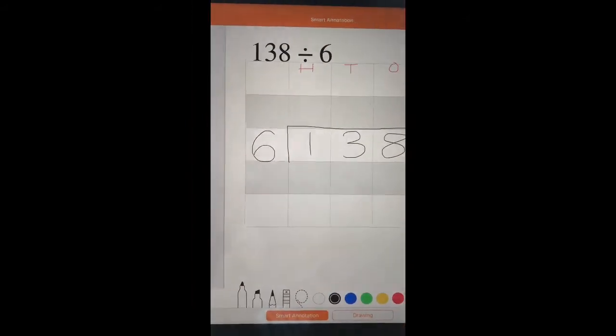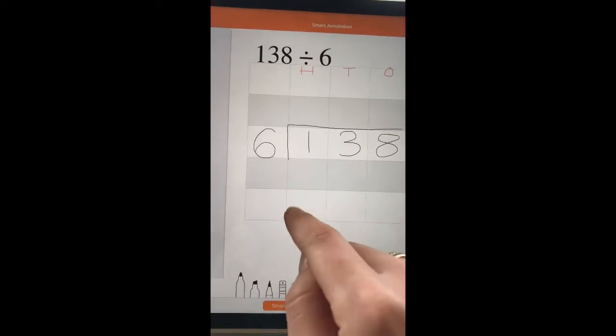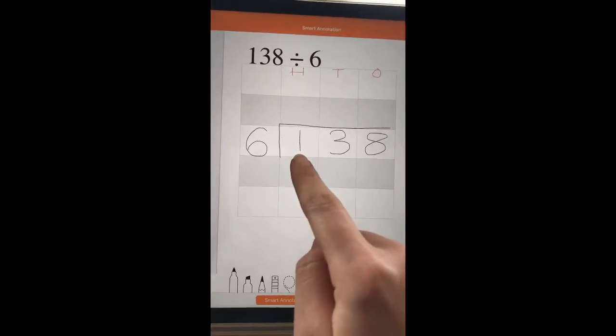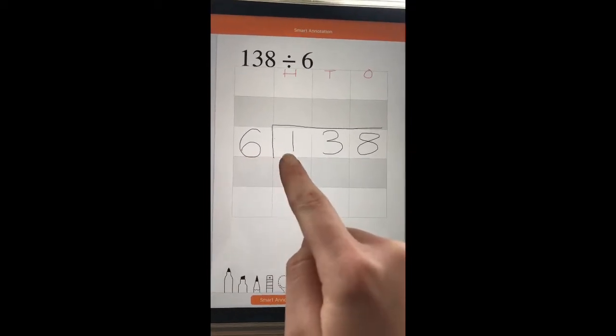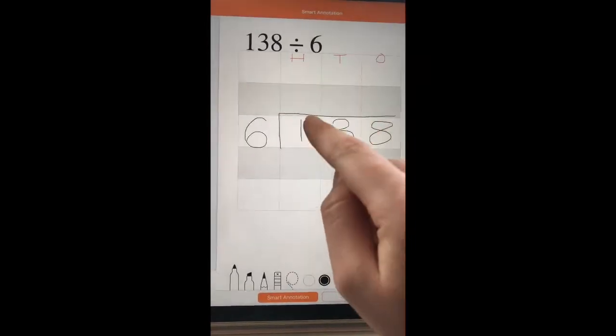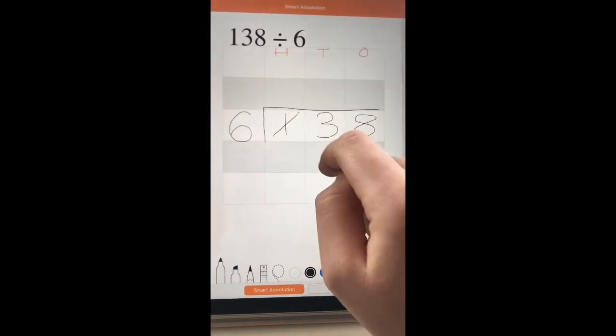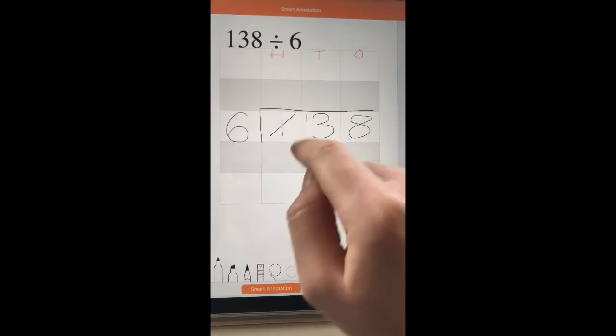So we start off the same and we look at the hundreds column first. We say how many lots of 6 go into 1? Now we can't do that. So what we do is we cross that 1 off and we put it over here in our tens column.